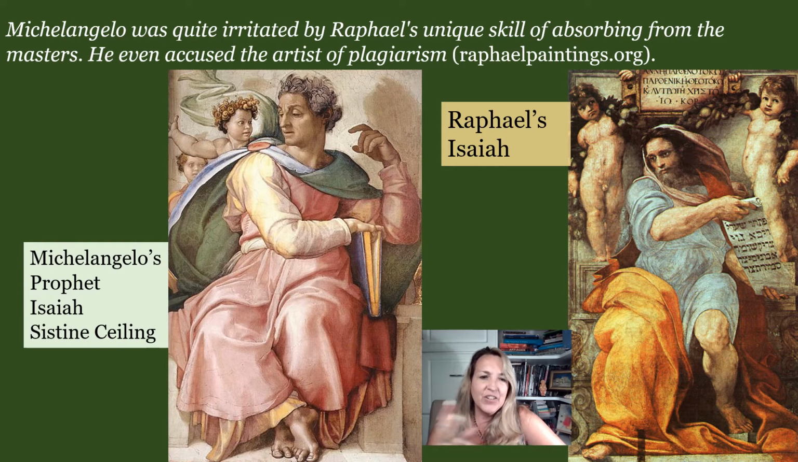And so here you can see Michelangelo's Prophet Isaiah in the Sistine Chapel, and then you can also see Raphael's Isaiah. Similar but different. I don't know that I get that. I think he's mostly talking about the gesture, his gesture of his arm, and some of the fabrication. But I think it's different enough that I don't know if he'd have a case if it was in a courtroom today.